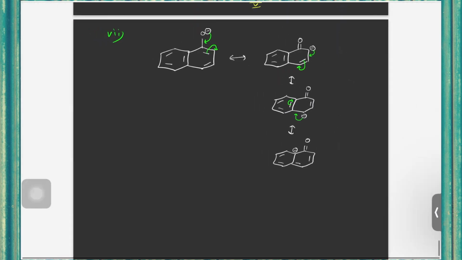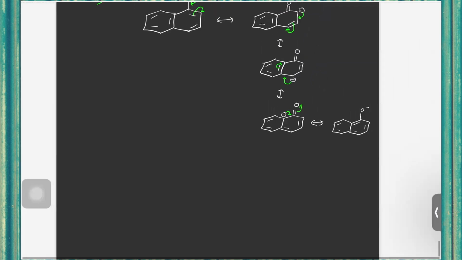So now it will look like this: pi bond, double bond, O negative charge, pi bond, right? Now here just wait for some moment. You can see this negative charge can go to the right side, and it can go to the left side also. It can go on both sides. Okay, let us make it on the right side. If we make it on the right side, then we will have the resonating structure as this one.